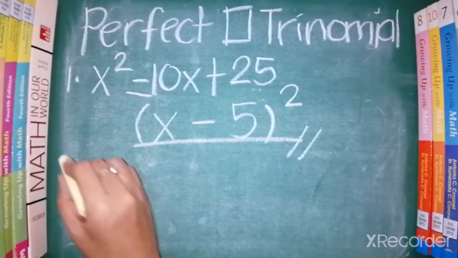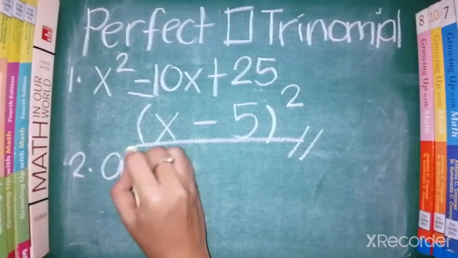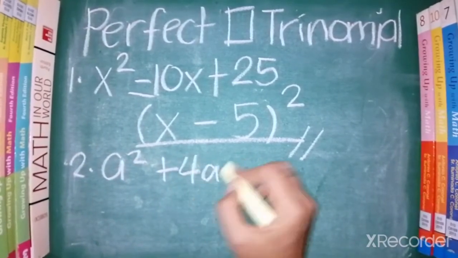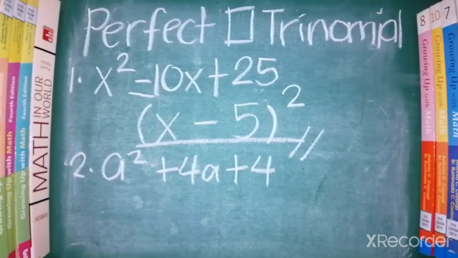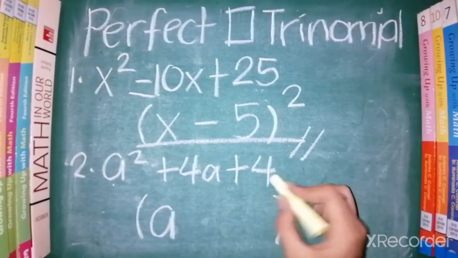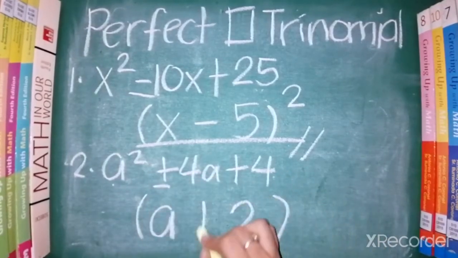Another example. We have here a² + 4a + 4. So the same thing, we're going to take the square root of this one. The square root of a², that is a, and then the square root of 4, that is 2. And then copy the sign, so we have there (a + 2), and then squared.